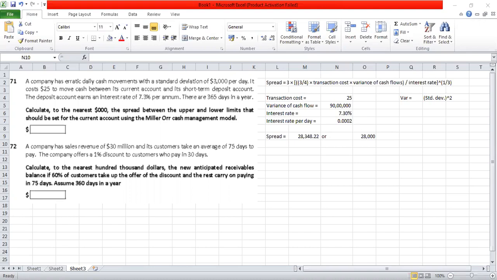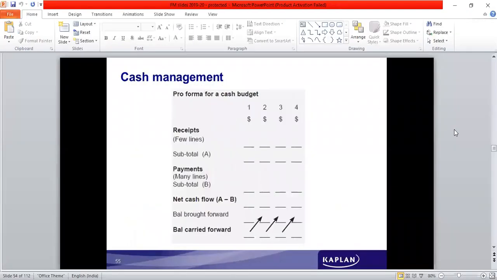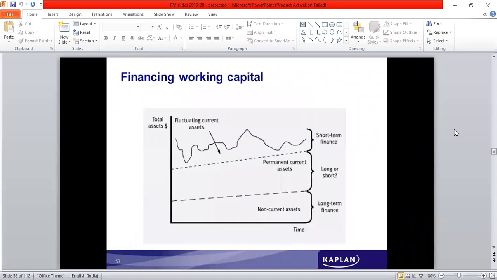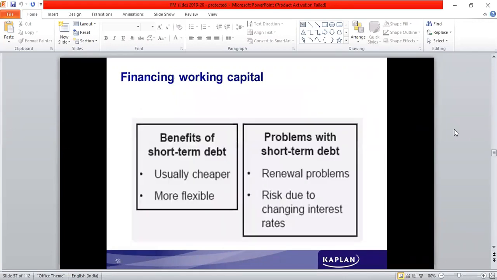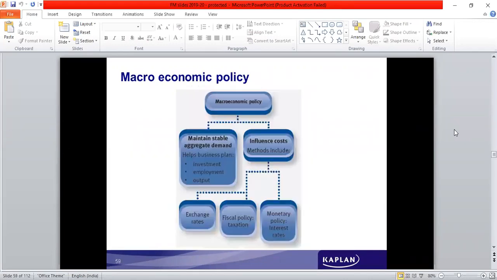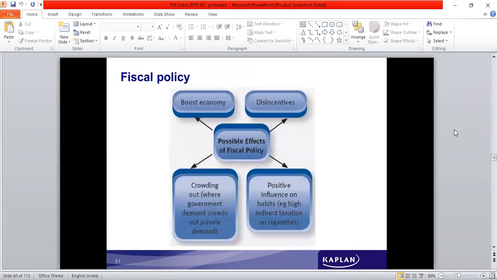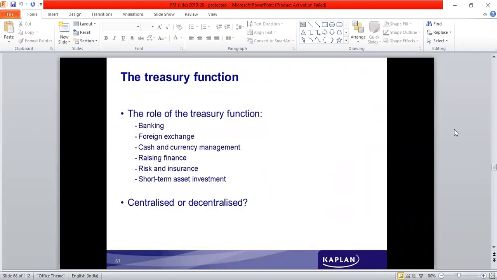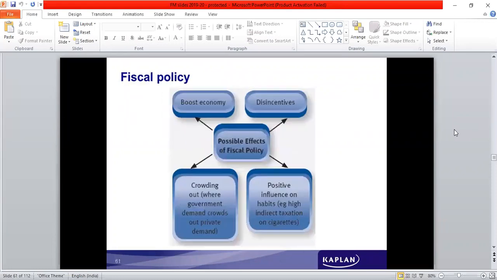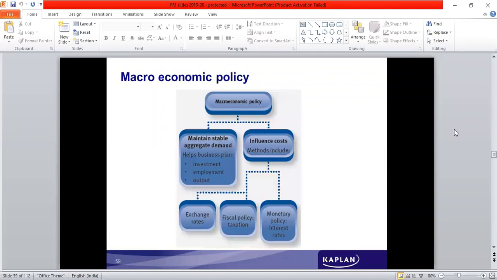There's only one small topic remaining in working capital, financing of the working capital. After that, we will move to the next topic, macroeconomic policy. I'm assuming the theoretical explanation of all the remaining topics should end in maybe 4 or 5 days. The rest of the time we'll completely utilize in working out the questions from the examination kit.